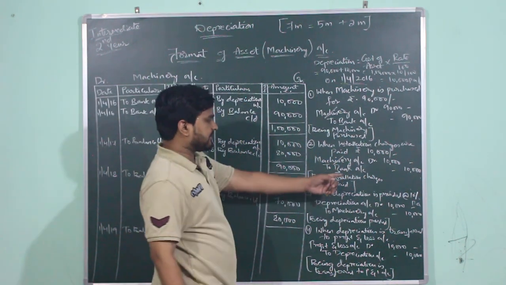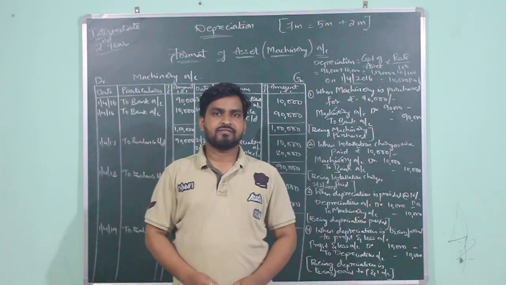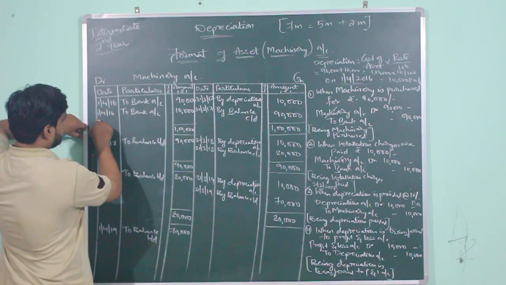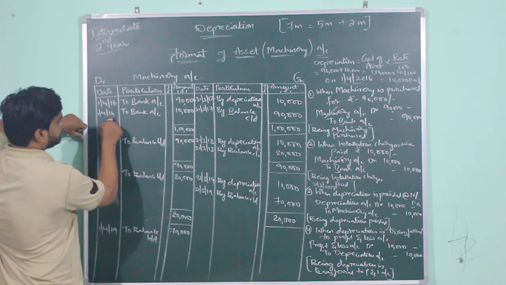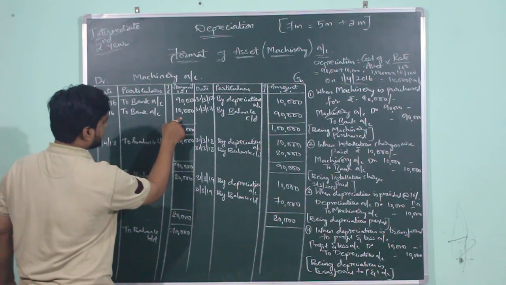Here also we will be writing the name of bank account. As bank is recorded on credit side of the journal entry, it will be recorded on debit side of the ledger account. As we are paying the installation charges on the same date, 1st April 2016, again we are paying 10,000 rupees. So again it will be recorded as to bank account 10,000.